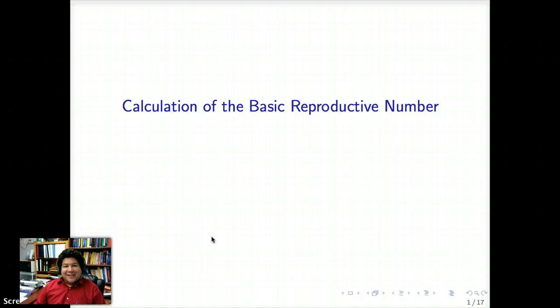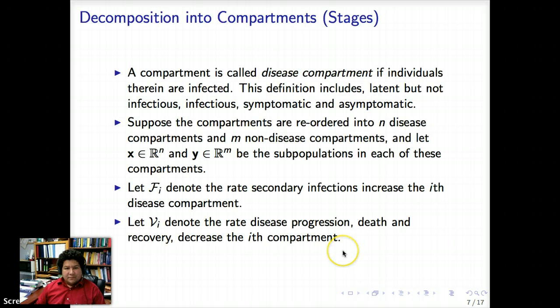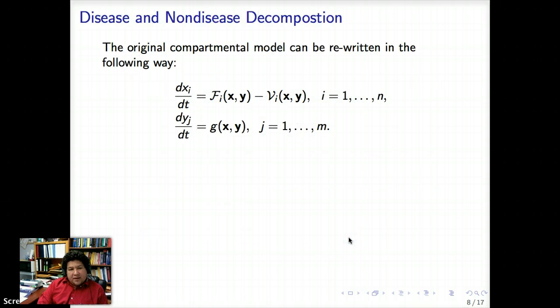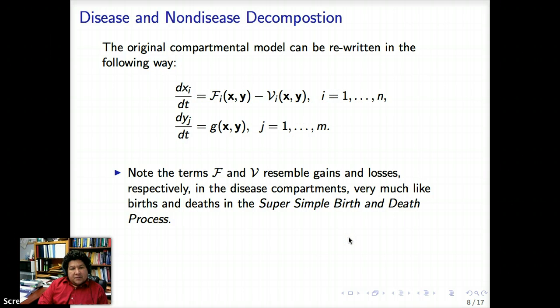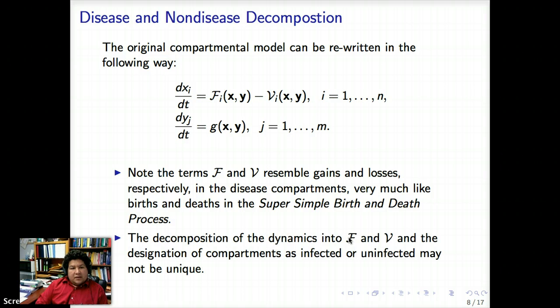So this is still the calculation of the basic reproductive number, but this is part 2. The last thing we discussed was this definition of the operators F and V, and we were rewriting the model into compartments that have disease. The X variable denotes disease compartments, and the other compartments are stored here with the Y variable. And we were making the analogy connecting this form into the model for birth and death processes.